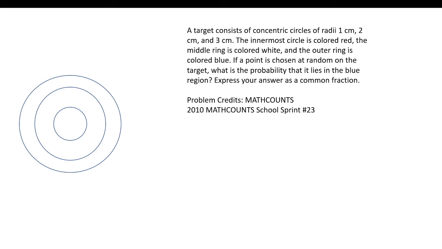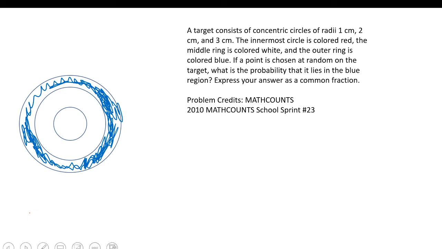And if a point is chosen at random on the target, what is the probability that it lies in the blue region? We have to remember that the blue region is the outer region. So I'm going to label this right here. The blue region is all of this stuff. All of this stuff belongs. And that's good enough. We don't need to draw a fully colored diagram, but that's the blue region.